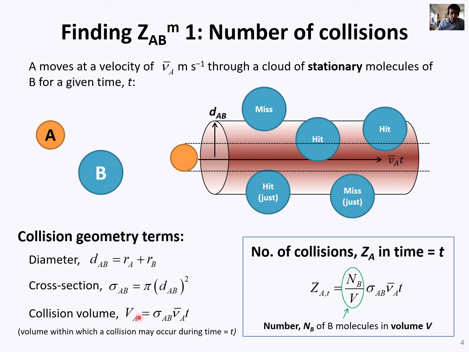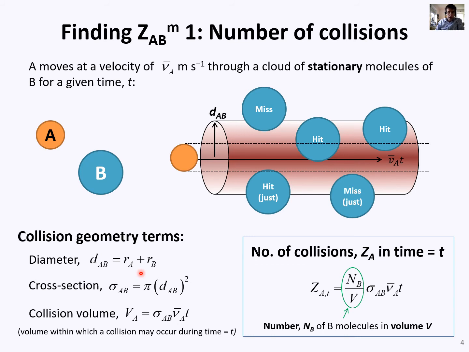And finally, the collision volume is given by the cross section. This is just the equation for the volume of a cylinder. So it's the cross section multiplied by the distance here, and the distance is given by the speed that molecule A is traveling at, multiplied by the time it's traveled for. So these are just some key terms, and this cross section is the really key one because that one goes into the collision equation.